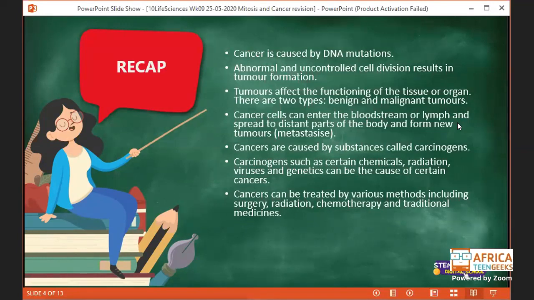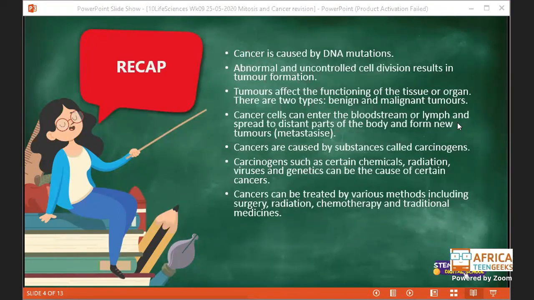Just send through your answers to the group chat as I continue. The difference between a benign tumor and a malignant tumor. Okay, so cancer cells can enter the bloodstream or lymph, and they can spread to distant parts of the body and form new tumors. And this is what we call metastasis, right?